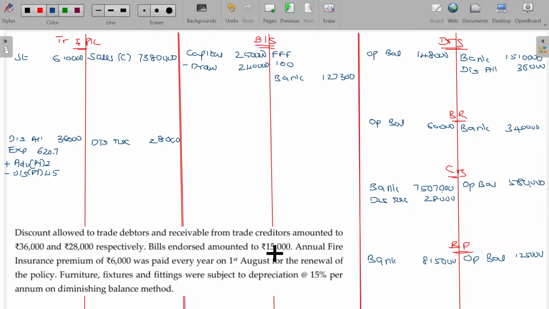BR is given to the creditors. We have the BR. On maturity, we can encash the BR or we can endorse it to some creditors. So, to whom is it given? To the creditors. Endorsement, 15,000. This reduces the creditors balance by transferring the BR of ours to the creditors, 15,000 rupees.